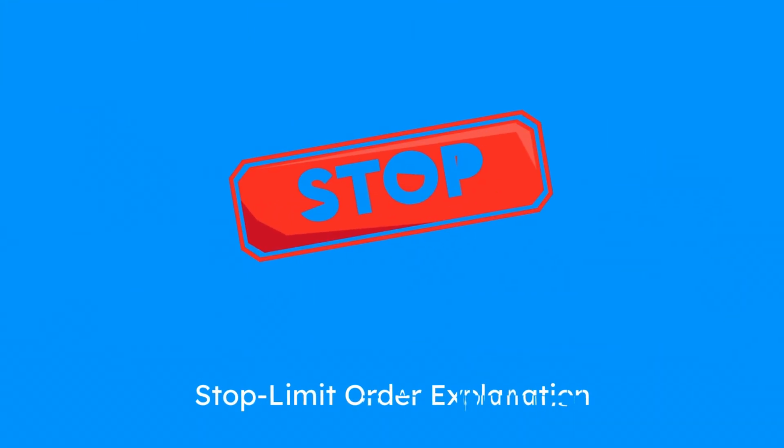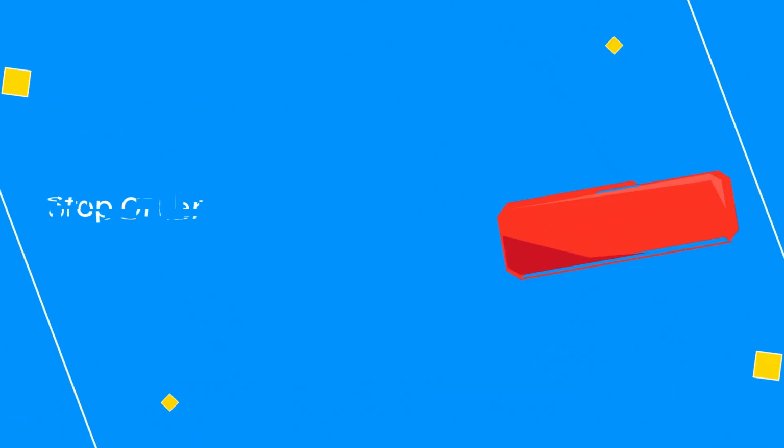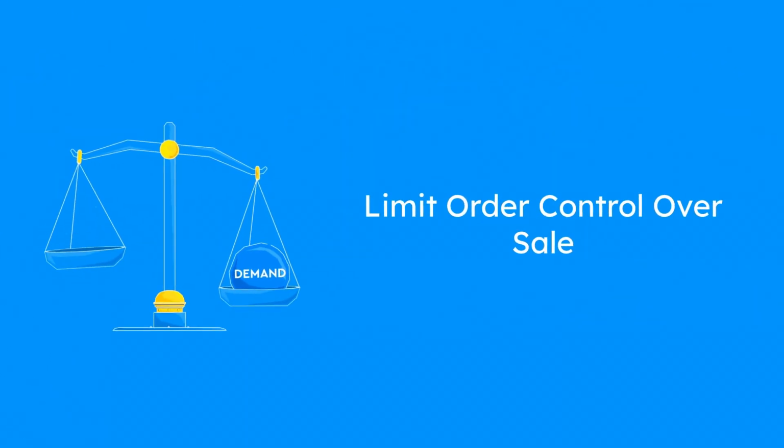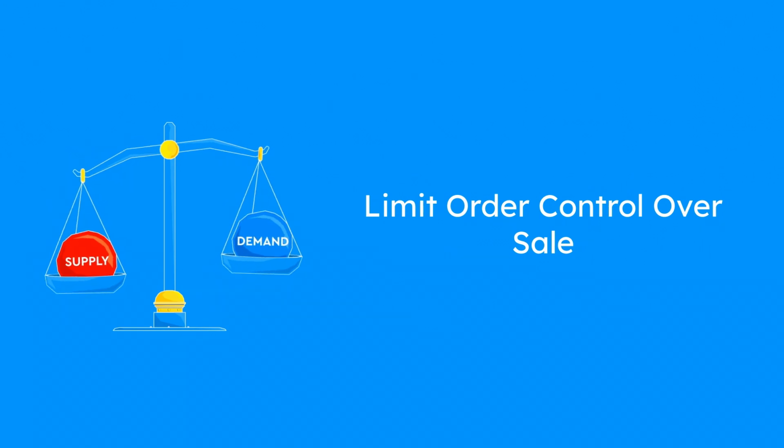Stop limit order. A stop limit order combines the features of a stop-loss order and a limit order. When the stop price is reached, the order becomes a limit order to sell at the specified limit price or better. This type of order provides more control over the sale price, but might not execute if the market price falls below the limit price.